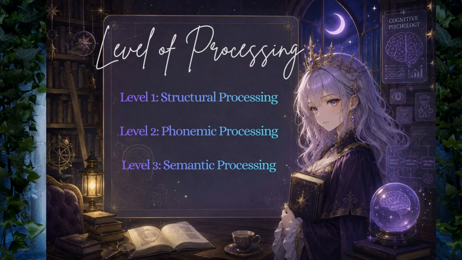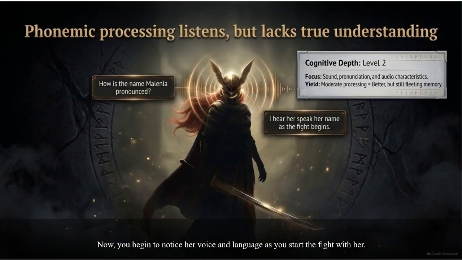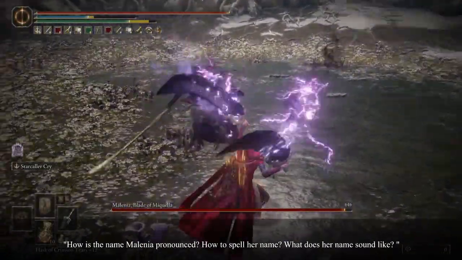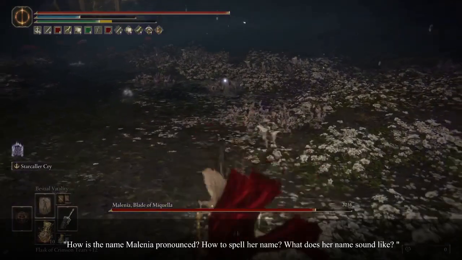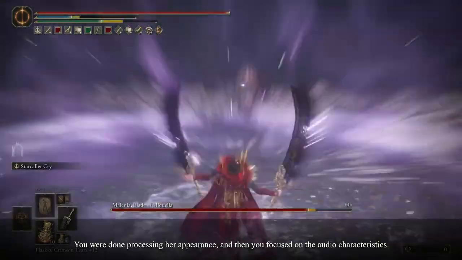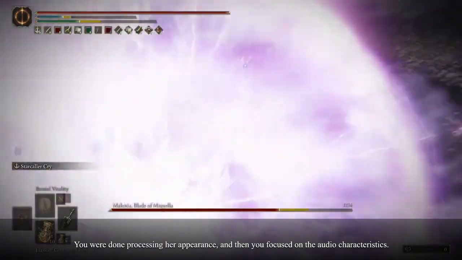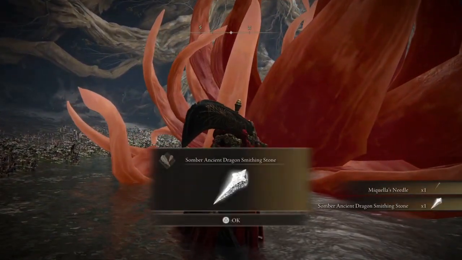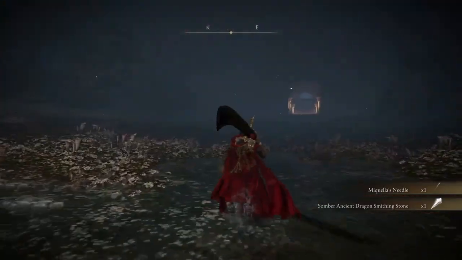Now we are in level 2, phonemic processing. What does it sound like? Now, you begin to notice her voice and language as you start a fight with her. How is the name Malenia pronounced? How do you spell her name? What does her name sound like? For this example, you are done processing her appearance, and now you focus on the audio characteristics. So sounds equal somewhat deeper processing.